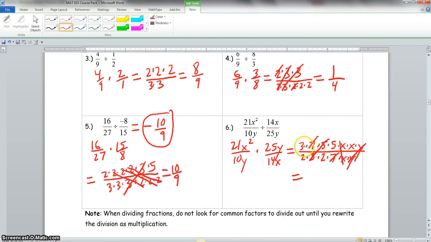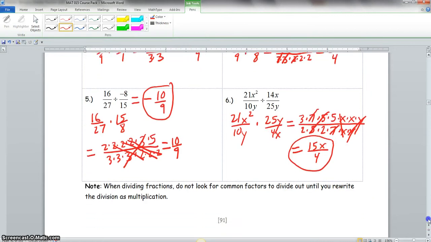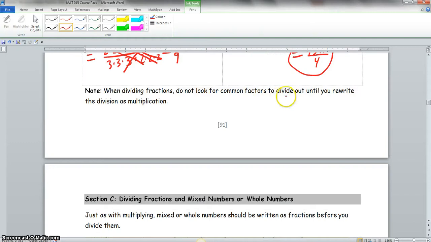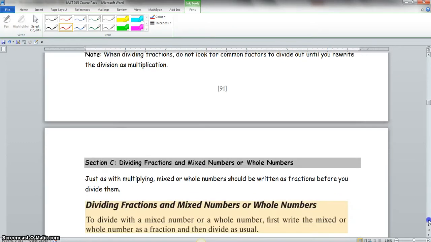Now we look here in our numerator, we have 3 times 5 is 15 times x is 15x. And our denominator, 2 times 2 is 4. So it'll be 15x over 4. And that's it. Now it says here, when dividing fractions, do not look for common factors to divide out until you rewrite the division as multiplication, which we did.